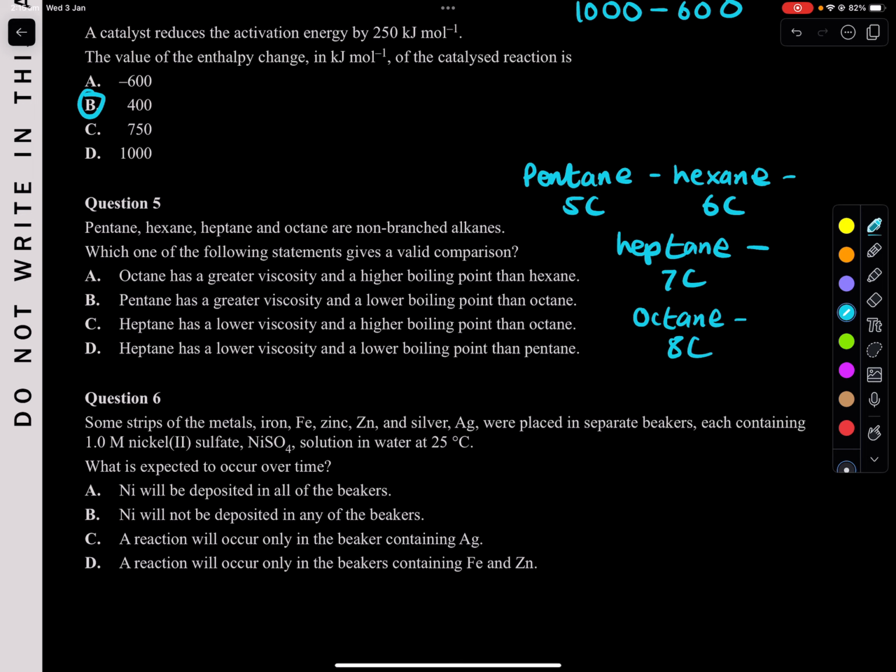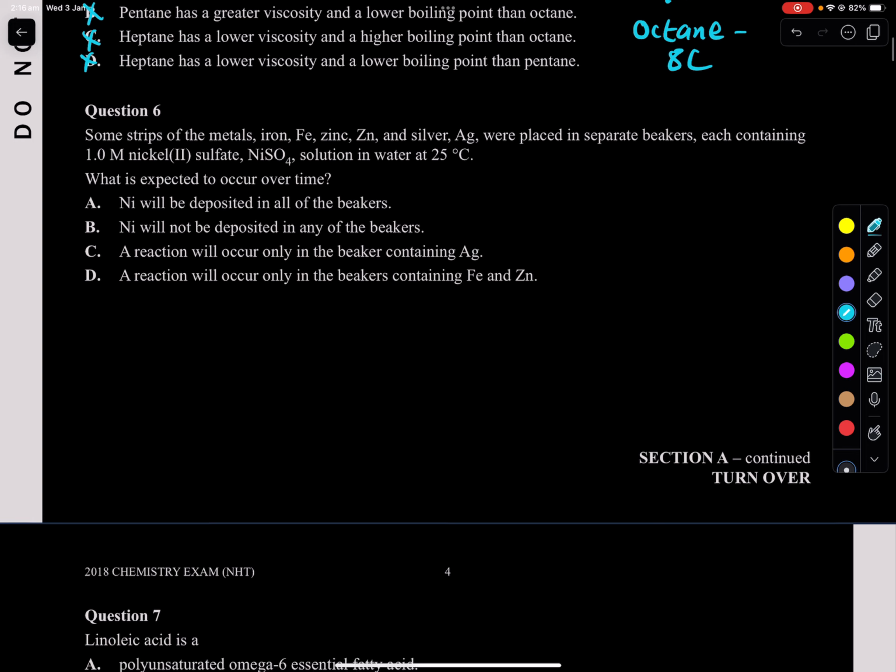So yeah, question 5 is A. Question 6. Some strips of metals, iron, zinc, and silver were placed in separate beakers, each containing one molar nickel sulfate solution at 25 degrees Celsius. What is expected to occur over time?